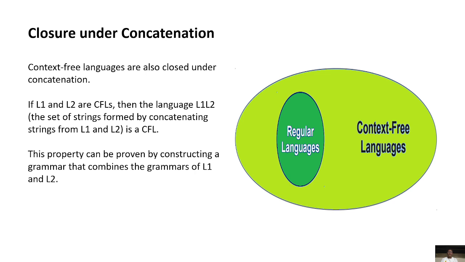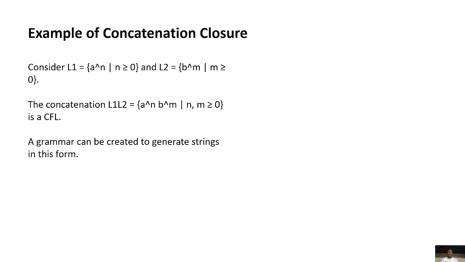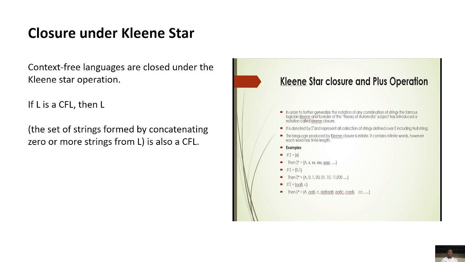Closure under concatenation. Context-free languages are also closed under concatenation. If L1 and L2 are CFLs, then the language L1L2, formed by concatenating strings from L1 and L2, is also a CFL. This property can be proven by constructing a grammar that combines the grammars of L1 and L2. Example of concatenation closure: for the concatenation of L1 and L2, a grammar can be created to generate strings in this form.